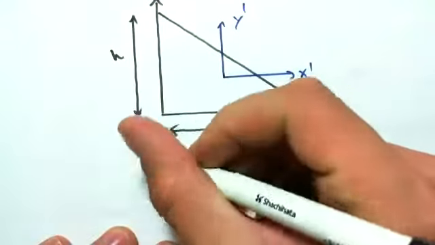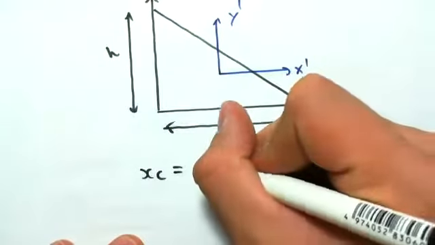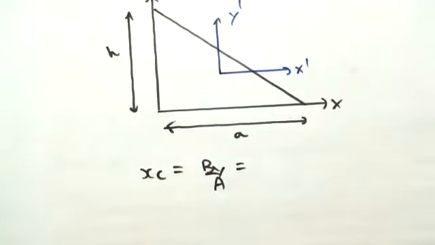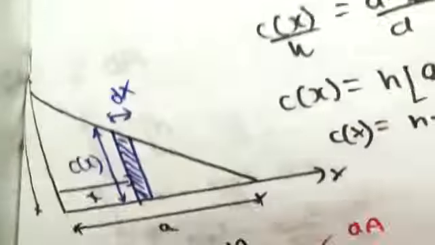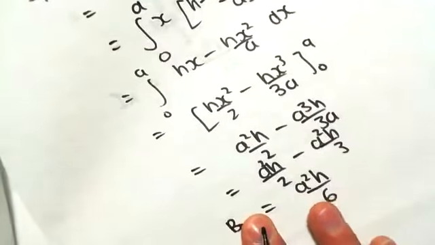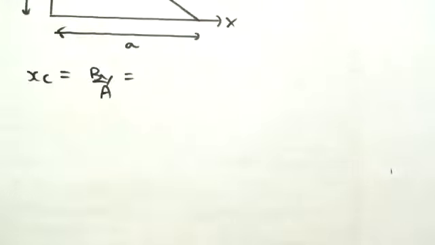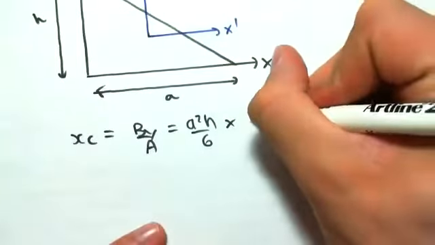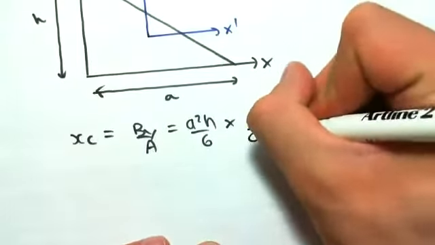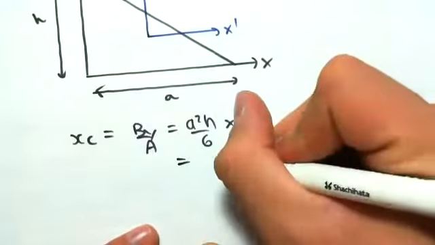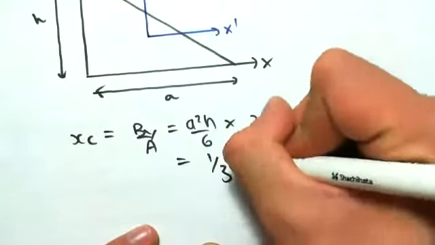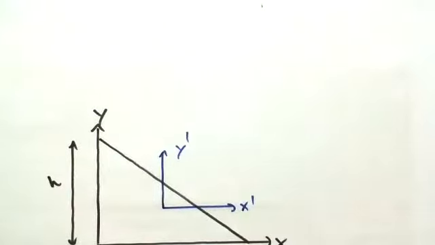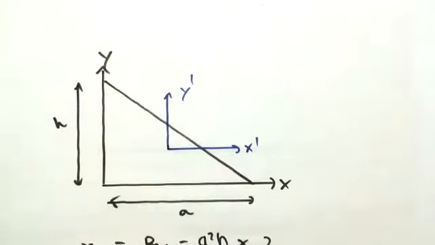Straight up, xc, the x distance to the centroid, is Bx on A. So we found Bx in the previous video to be a squared h on 6. So this is a squared h on 6 times by the reciprocal of the area. So the area is ah on 2, so 2 on ah. If we were to simplify this, we would find that it would be 1/3 a. So that is the distance to the centroid, is 1/3 the distance of a.